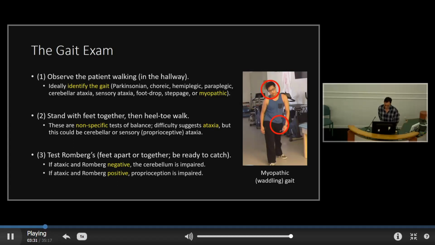Third point, do Romberg's test. Again, I prefer to do these with the feet apart. I don't see the point in making it very difficult for someone who's elderly, but some books like to do it with the feet together. You must be ready to catch the person when you do this test, and Romberg just differentiates between, if you have ataxia, a cerebellar and a sensory ataxia. So if Romberg's is positive, i.e. the patient will fall if you don't catch them, then that's positive, and that means it's a proprioceptive defect. Cerebellar defect should have a normal Romberg's.